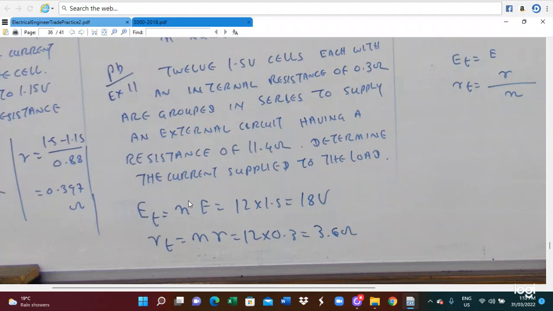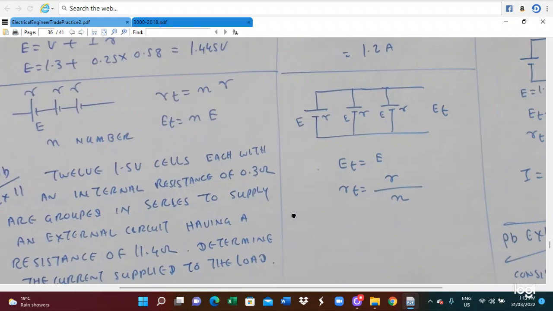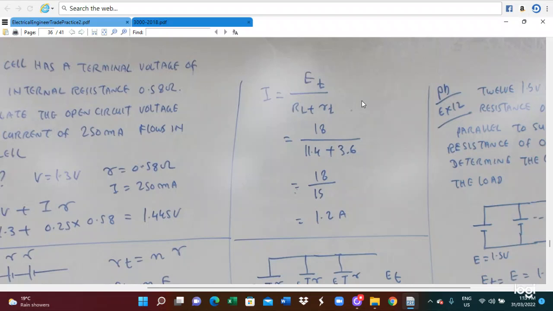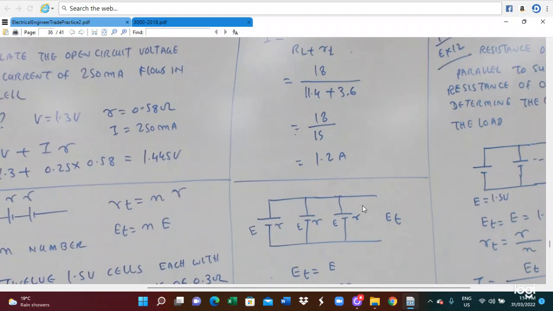So ET equals NE, where N is the number of batteries, each battery having 1.5 volt, so you get 18 volt. RT equals NR, so RT is the total internal resistance, N is the number of batteries, and R is the internal resistance of each battery. 12 by 0.3, you get 3.6. Therefore, we write the equation I equals ET by R plus RT. So 18 divided by 11.4 plus 3.6, you get 1.2 ampere.